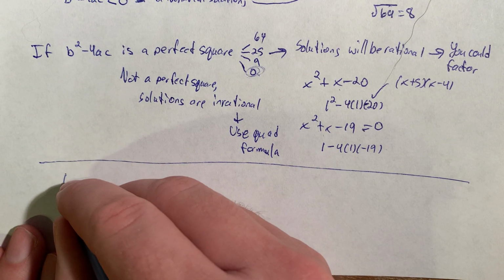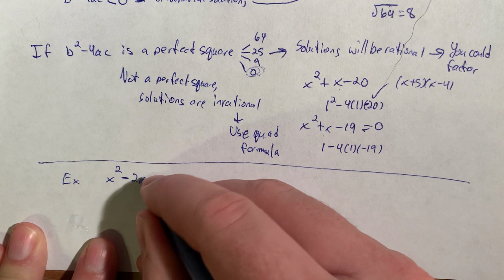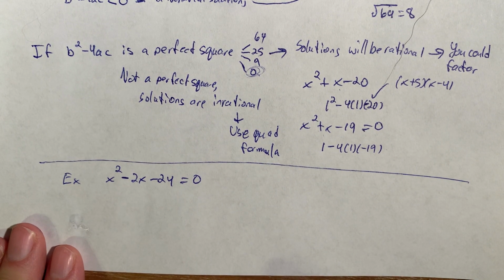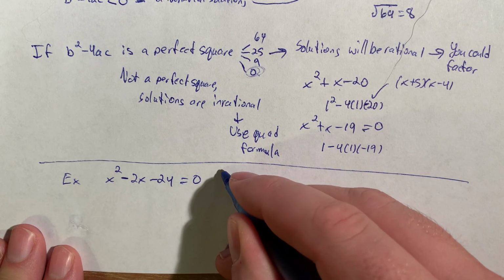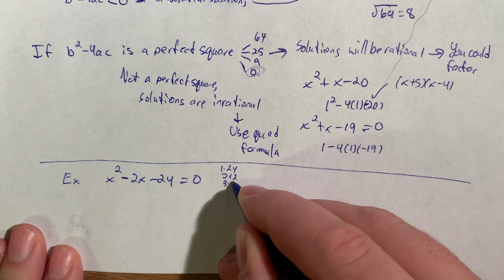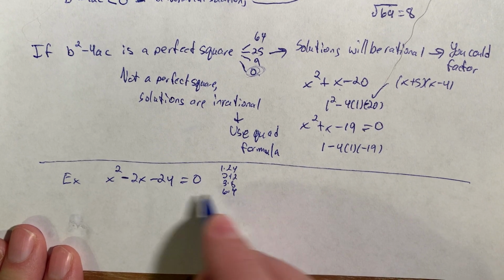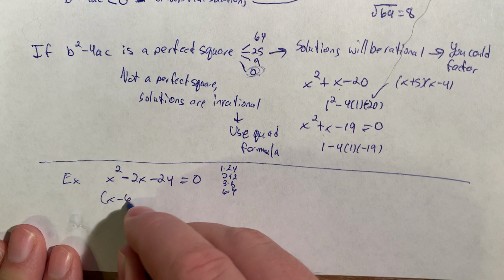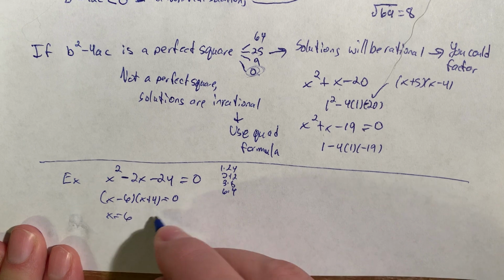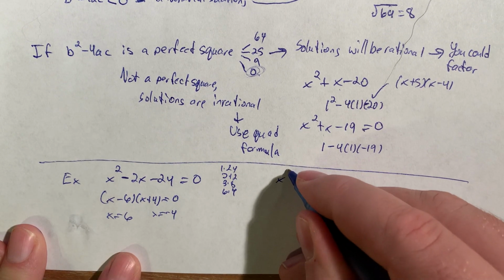So for instance, if I have x squared minus 2x minus 24 equals 0, I might look for a minute to see if I could factor it, like what multiplies to make 24. So 1 times 24, 2 times 12, 3 times 8, 6 times 4. And 6 and 4 looks like it makes negative 2. So x minus 6, x plus 4 equals 0. x is 6, x is negative 4. This is a very quick way of solving it.